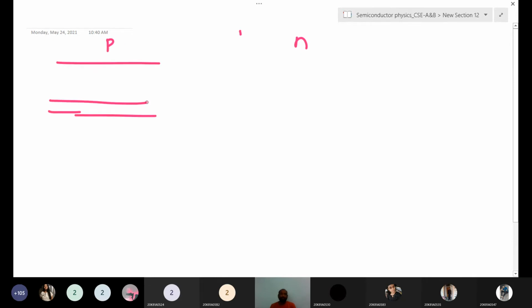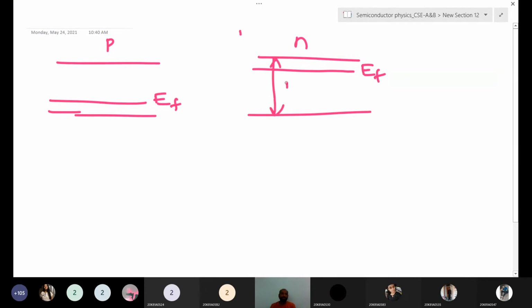here the Fermi level is close to the valence band, and for n type, we also know clearly the Fermi level is close to the conduction band. Okay, this is the difference between energy levels. This is the band gap, EG or energy gap. Here you can also say the difference between these two energy levels, EC minus EV. EC minus EV is equal to the energy gap.